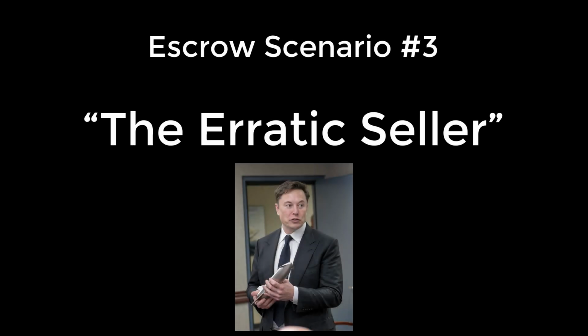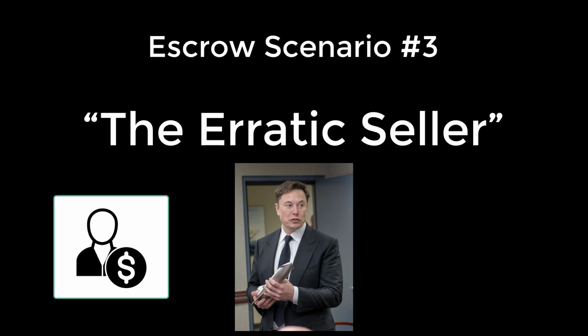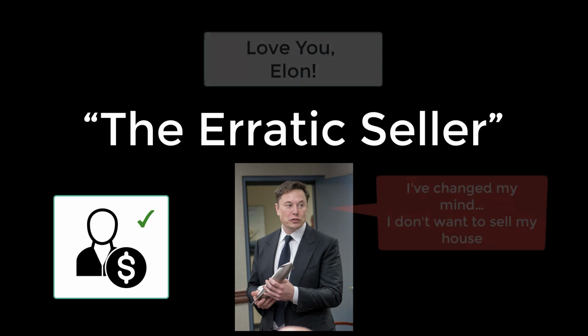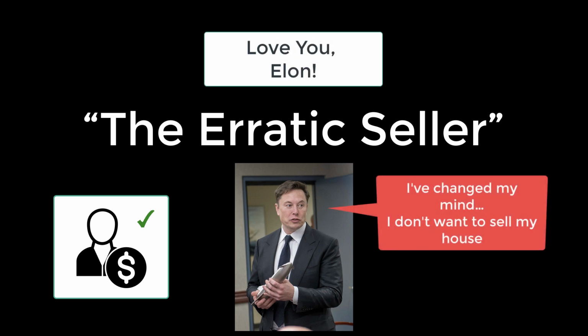Escrow scenario number 3, the erratic seller. This is the scenario where the buyer does everything they are expected to do. The seller, on the other hand, midway through the agreement, changes their mind and no longer wants to sell the property to the buyer. Let's walk through this.